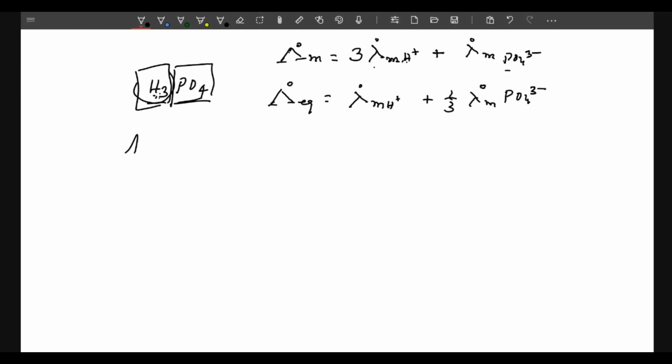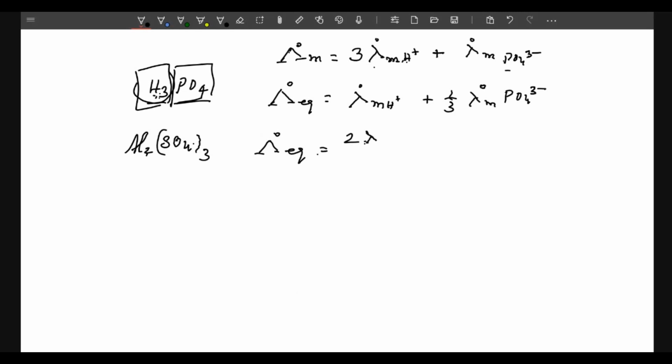Now you are going to write down the equivalent conductivity. How can it be converted for the aluminum ion? The valency factor is 2 for the aluminum ion, and the valence factor is... tell me, what is the valence factor? Anybody?